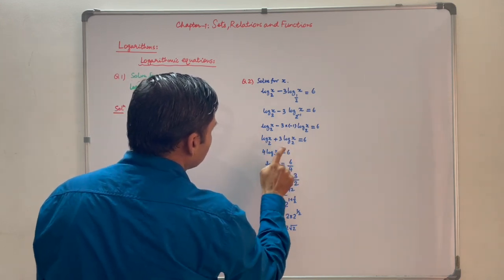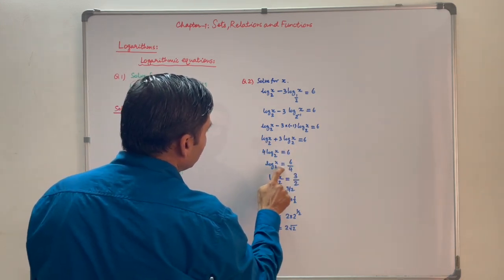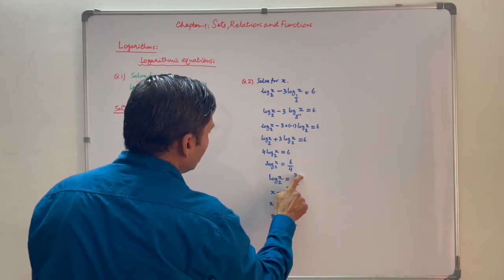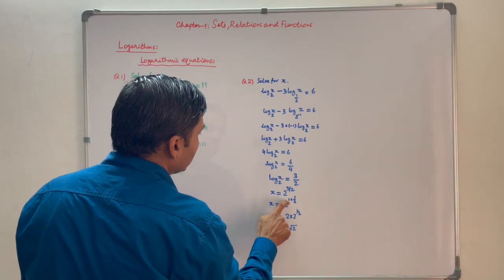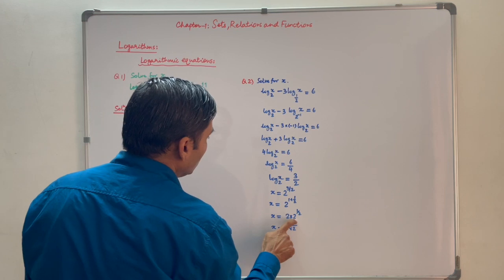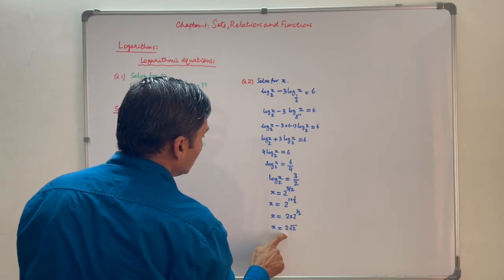Take 4 to the other side. So log x base 2 is equal to 6 by 4, or x equal to 2 to power 3 by 2. And 3 by 2 can be split as 1 plus 1 by 2. And this can be split as 2 into 2 to power 1 by 2. That is 2 root 2.